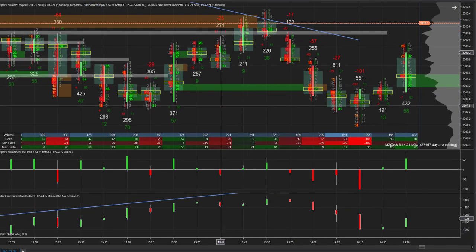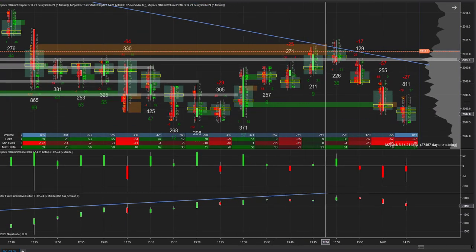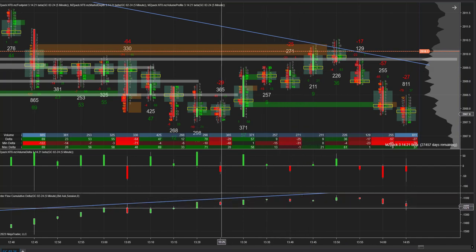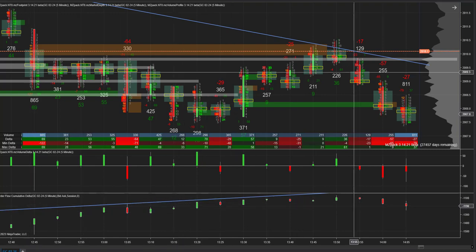Again, what's going on here? The market was moving up. It tapped into the stacked imbalance area, okay? You see the single print at the top. The market is not willing to go higher. I have another sign, another parameter, which is the divergence.